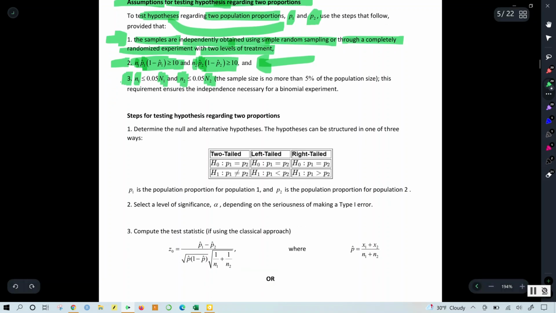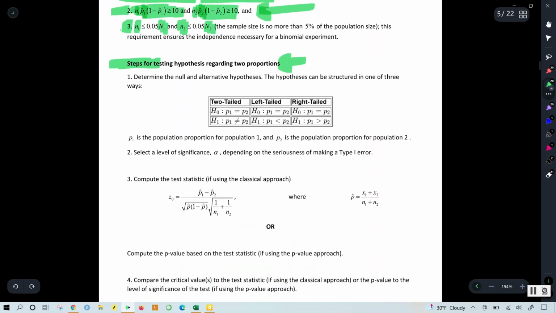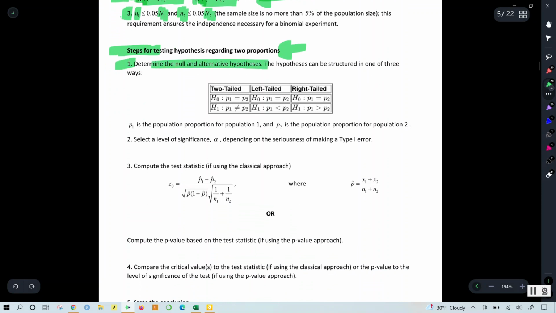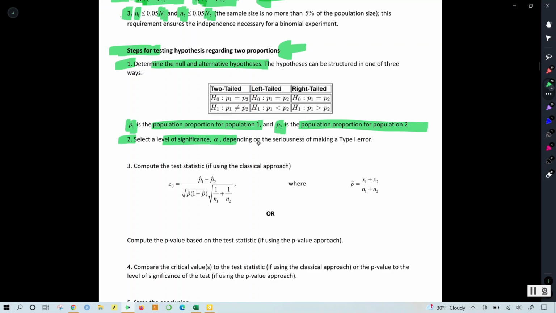So to get us started, you should note that I have provided the steps for testing hypotheses regarding two populations. Step 1 is to determine the null and alternative hypotheses, where P1 and P2 are the population proportion for population 1 and the population proportion for population 2, respectively. Then 2, we'll select the level of significance, alpha, whose size will depend on the seriousness of making a type 1 error. If you need to recall what this means, please revert back to chapter 10, where we learned hypothesis testing on a single population.